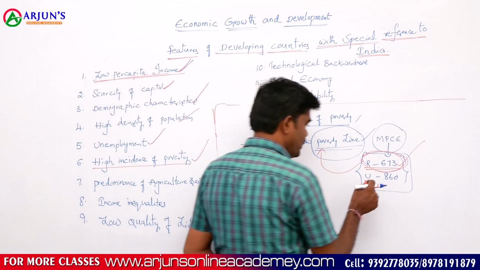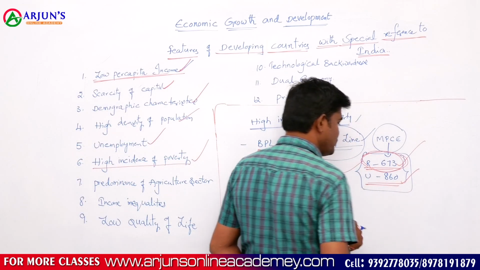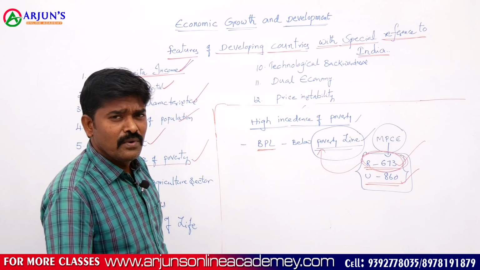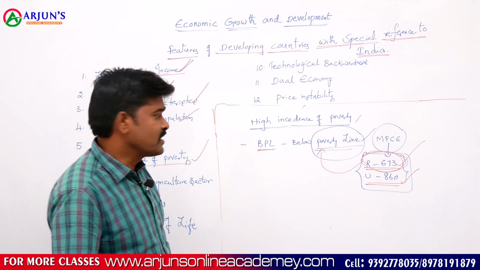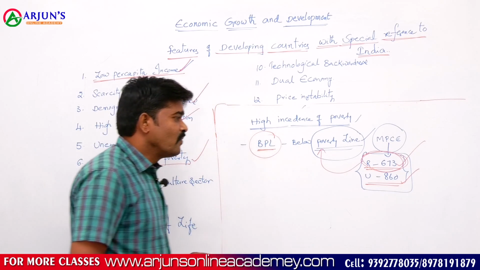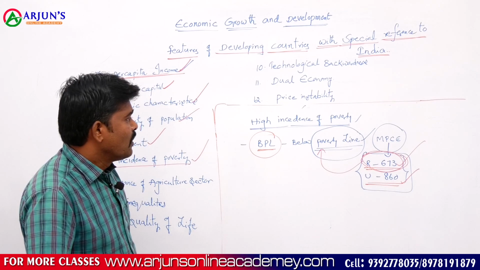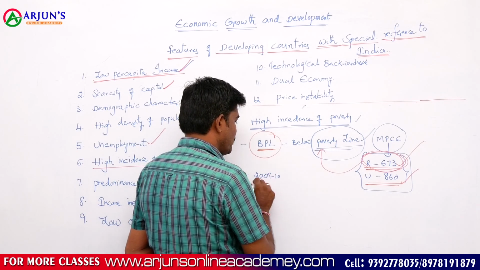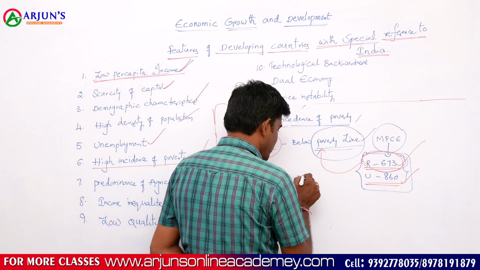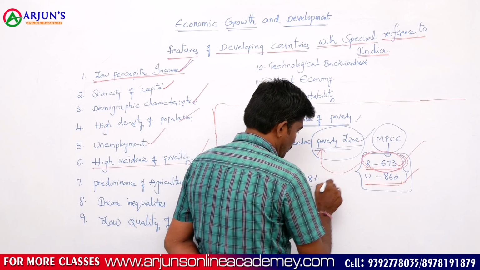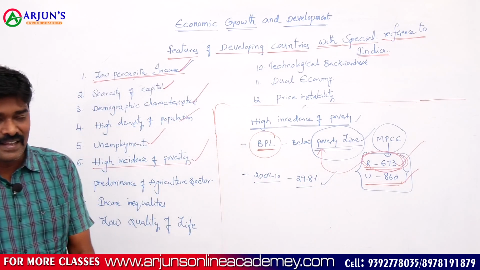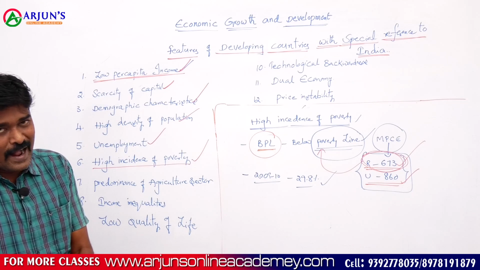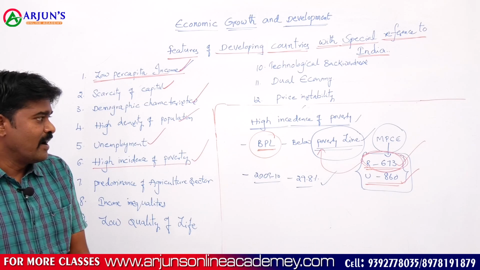But in the case of urban areas, it is 860 rupees monthly per capita consumption expenditure. The people who are unable to spend that much money in the case of urban areas come under the BPL category. So, what is the percentage of poverty in our country as per the 2009-2010 reports? It is 29.8% of the people under the BPL category in our country. That means high population and high unemployment lead to poverty.